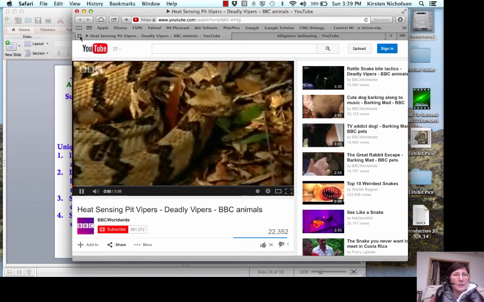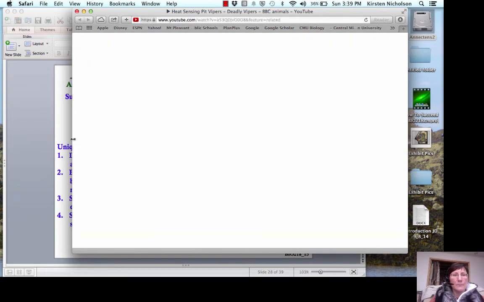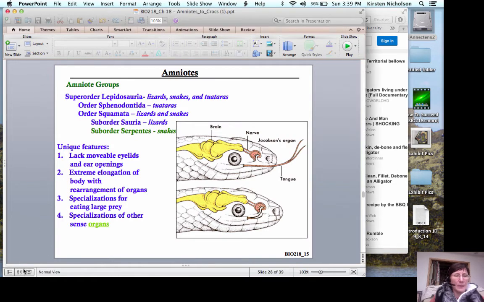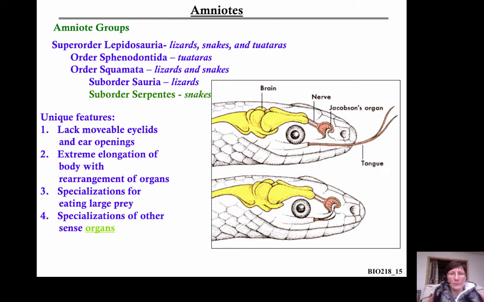So they have some amazing adaptations there. Snakes have some amazing adaptations for tracking down their prey and consuming them and sensing their environment.